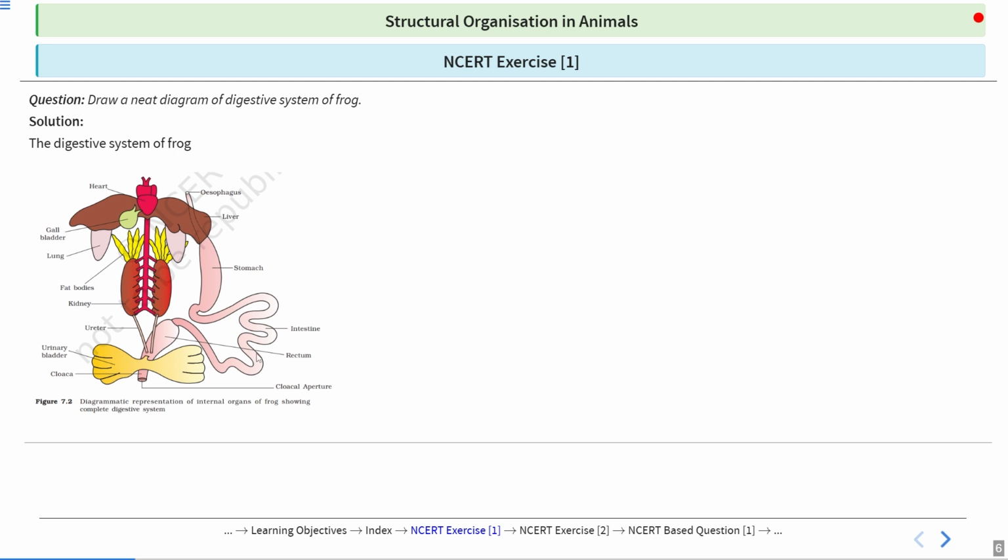So this is the diagram that was asked in the first question: draw a neat diagram of the digestive system. While drawing this diagram, you can skip drawing the heart part. You can skip drawing the kidney part also, because this is not part of the digestive system, right? Okay, let's move to the next question.